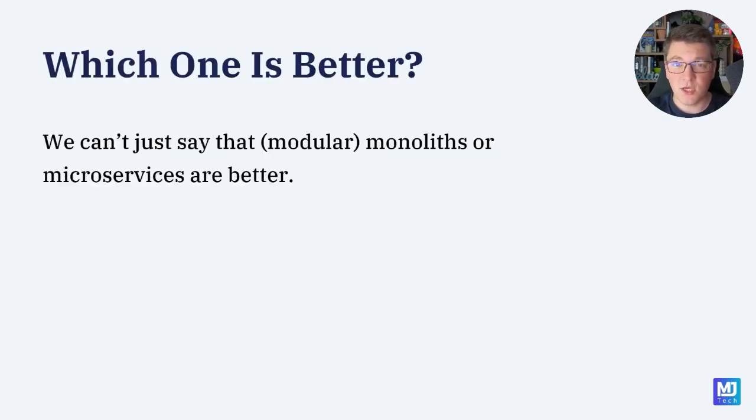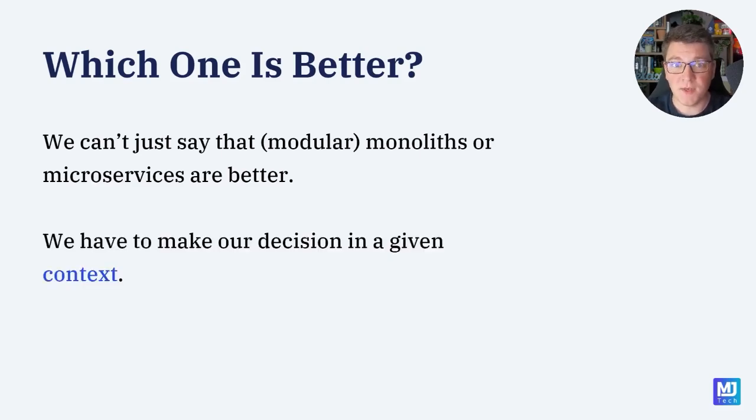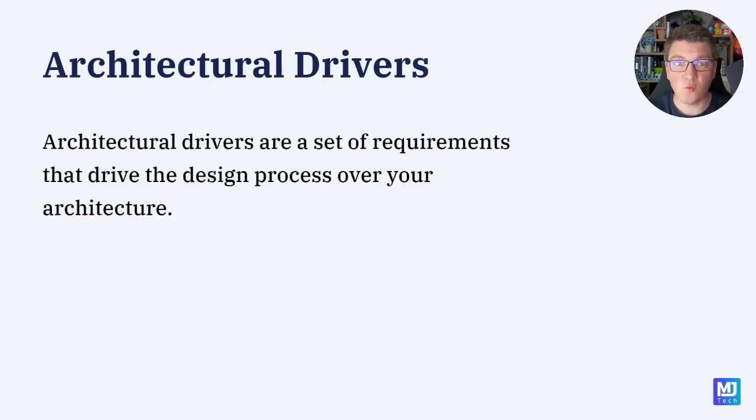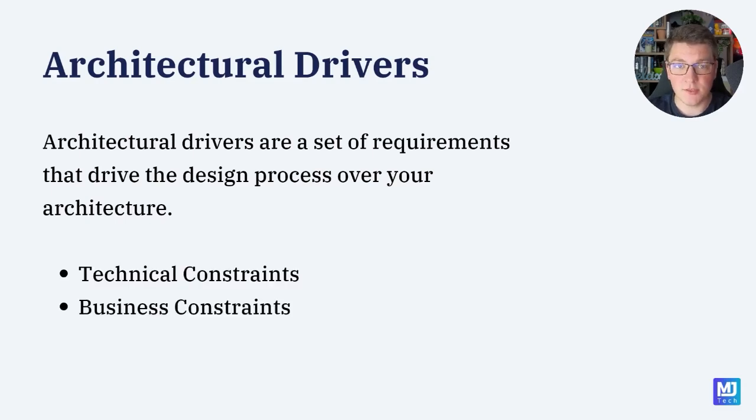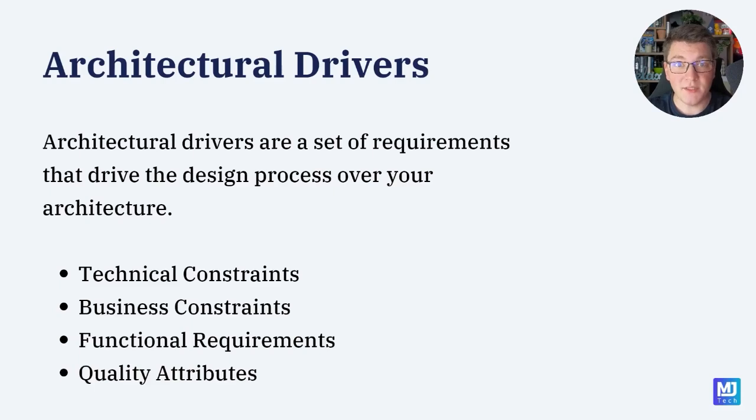So which one of these architectural styles is better? Well, we can't responsibly say that monoliths, or modular monoliths for that matter, are better than microservices or the other way around. As software architects, we have to make our decision in a given context. And in order to understand what the correct decision is in a given context, we can use architectural drivers. Architectural drivers are a set of requirements, and there are four major groups of architectural drivers. These are technical constraints, business constraints, functional requirements, and quality attributes.